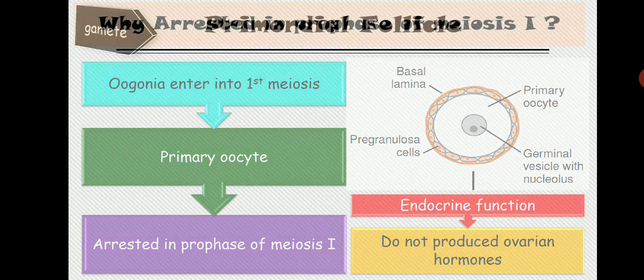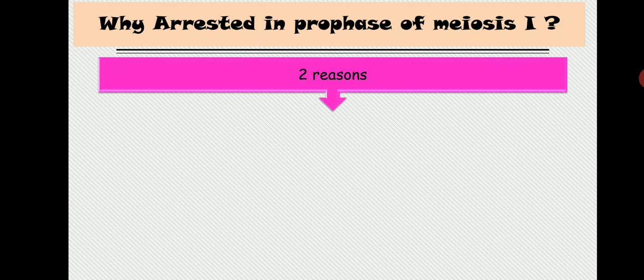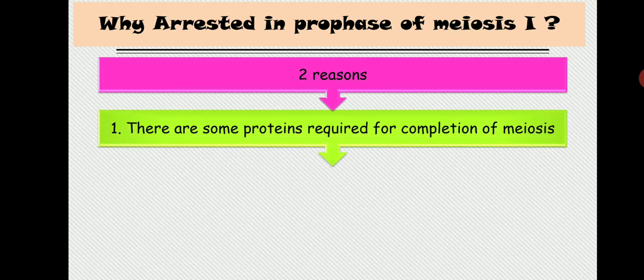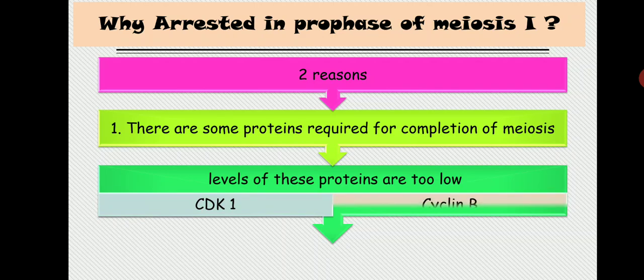Now here's the thing, why arrest in prophase of meiosis 1? The answer is that there are two reasons. First reason is that there are certain proteins required for completion of meiosis, and the level of those proteins is very low. Which are the proteins required for completion of meiosis whose level is low? The first protein is CDK1. What is this CDK1? CDK stands for cyclin dependent kinase. And the second one is cyclin B. These two proteins are very low, so meiosis is not completed.